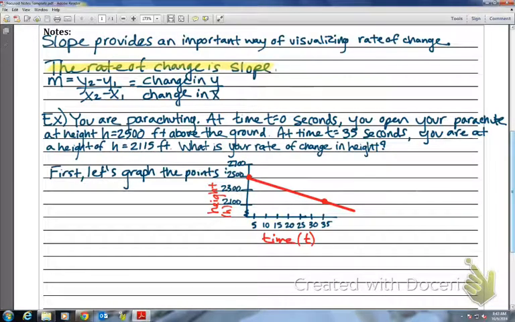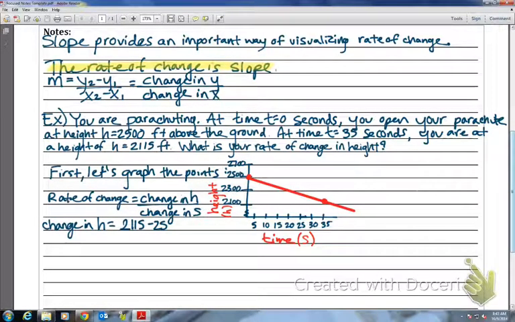Now I can figure out the rate of change. Because the rate of change is slope, I know that slope is change in y over change in x, or in other words, rise over run. So I can see how much I rose, and I can see how much I ran. So the rate of change would be the change in height, because that's the change in y, because notice that height is on the y-axis, over the change in seconds, or the change in time.